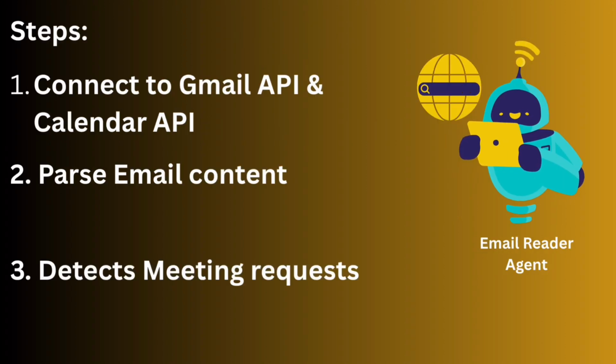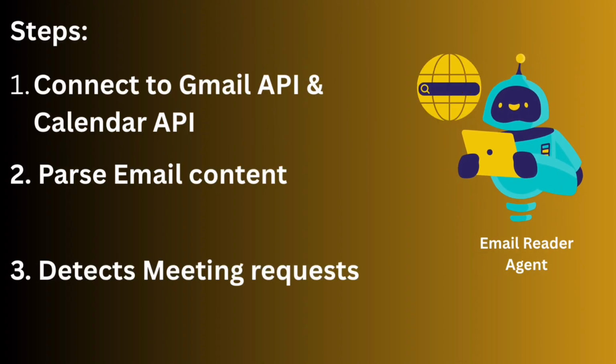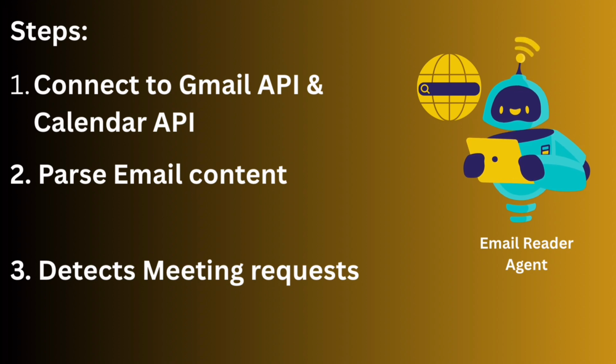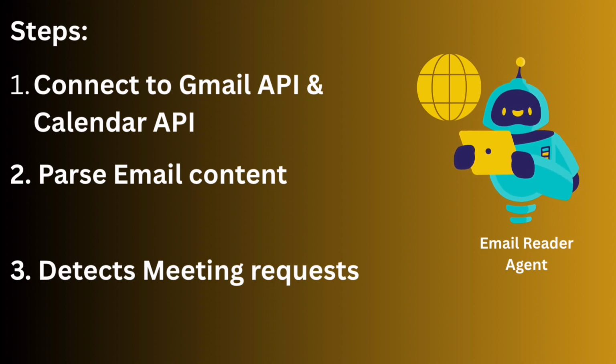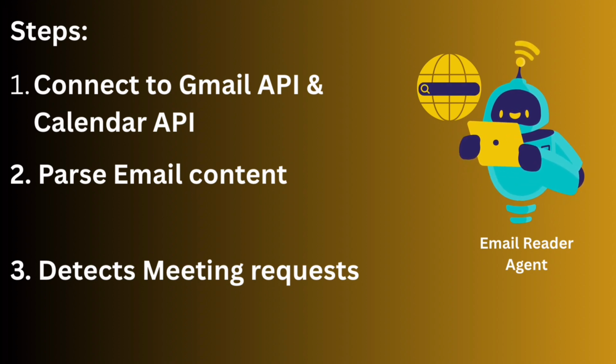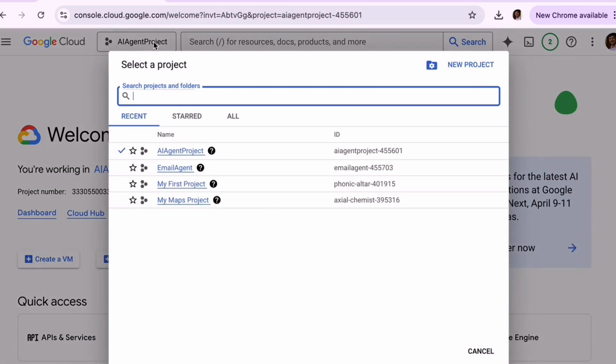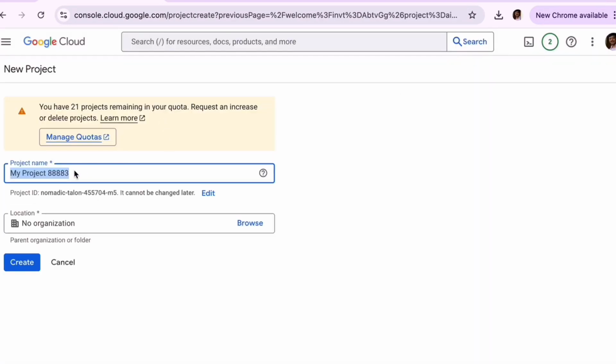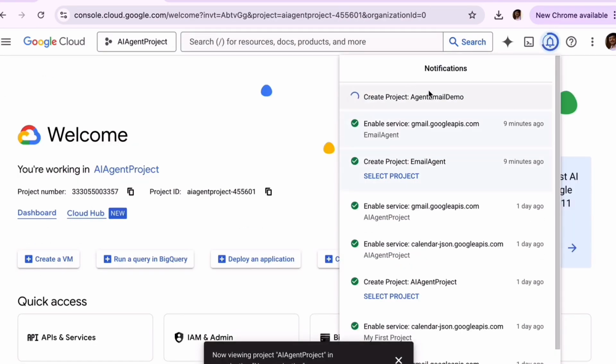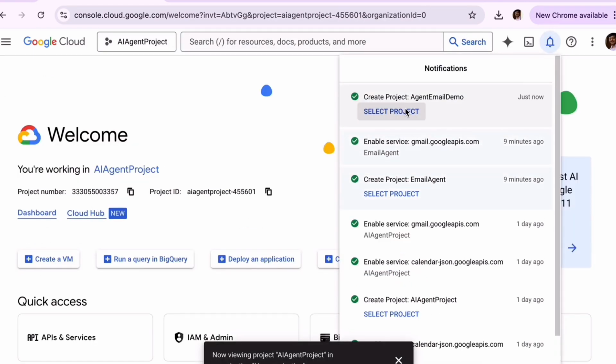Let's see how to enable this. In 3 steps, we are going to create agent 1 and agent 2. Connect to Gmail API and Calendar API, parse email content, detect meeting requests. Go to Google Cloud console and create a new project. Give it any name you like and click on the create button. Wait for the project to be created.